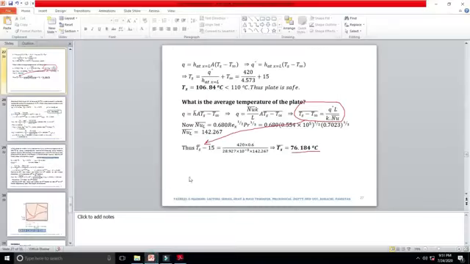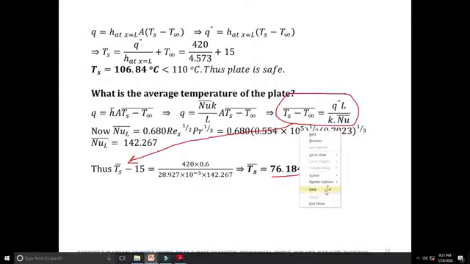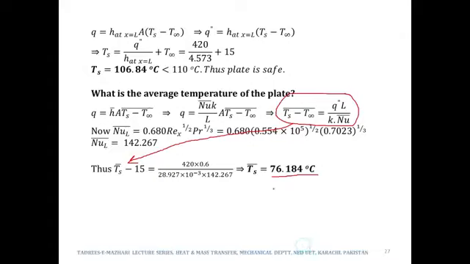Then we would be able to get the value of Ts bar as 76. It means that if the average temperature is 76, the temperature at some locations would be less than 76 and at some locations it would be greater than 76. So you can see that the temperature at the trailing edge is in fact 106. Right? So the temperature would vary over the entire plate in this manner.